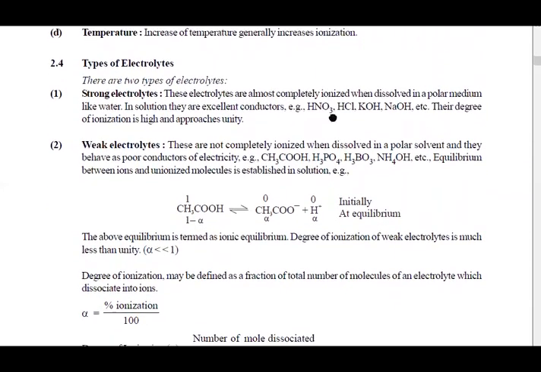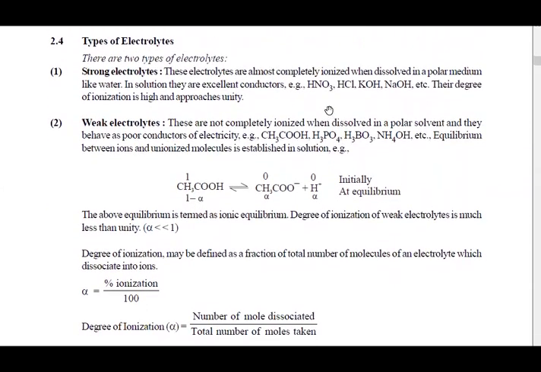Now first, what is an electrolyte? I hope everyone understood what an electrolyte is. Electrolytes are substances which can break into ions in molten form or in solution and can conduct electricity. Yes, everyone? Simple one line concept.